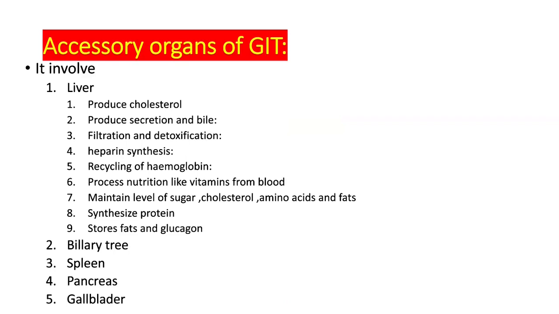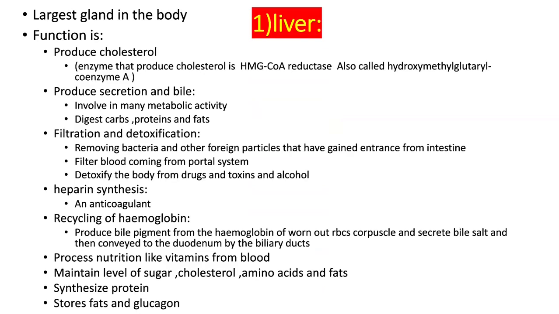Now we will discuss the accessory organs of the GI tract. It involves the liver, biliary system, spleen, pancreas, and the gallbladder. The liver is the largest gland in the body, and its functions are production of cholesterol, production of secretions and bile, filtration and detoxification, heparin synthesis, recycling of hemoglobin, processing nutrients like vitamins from blood, maintaining the level of sugar, synthesis of protein, and storing fat and glycogen.